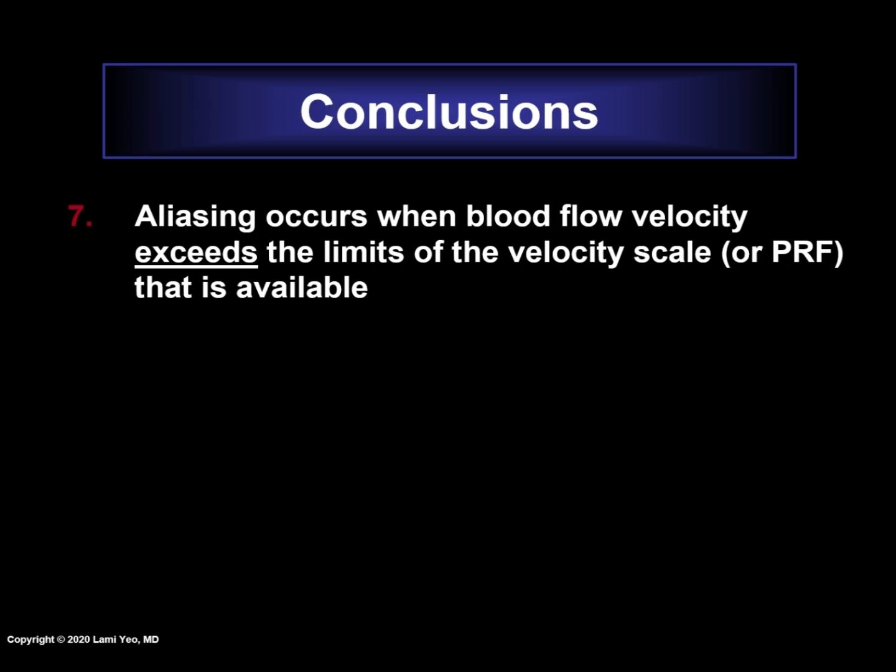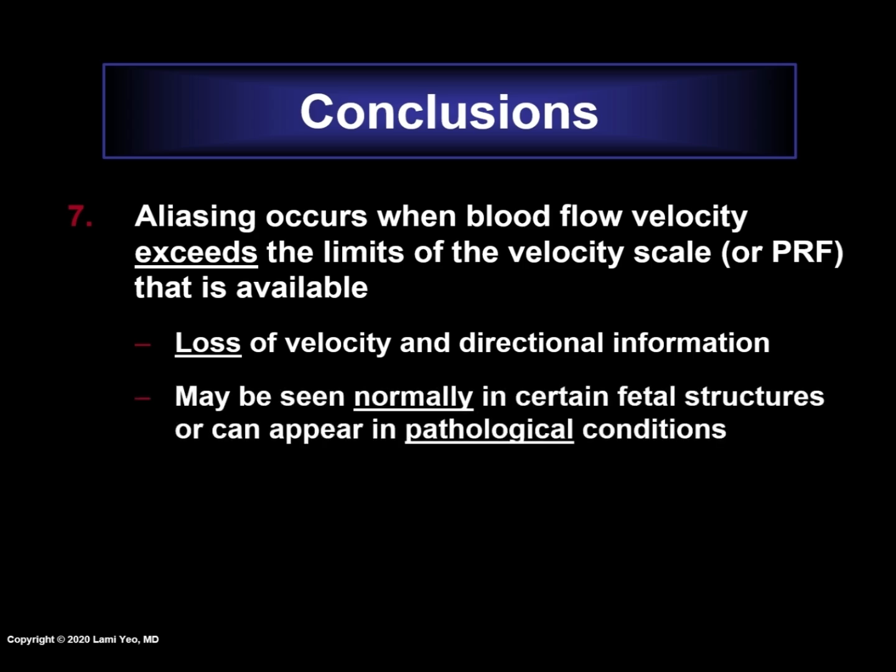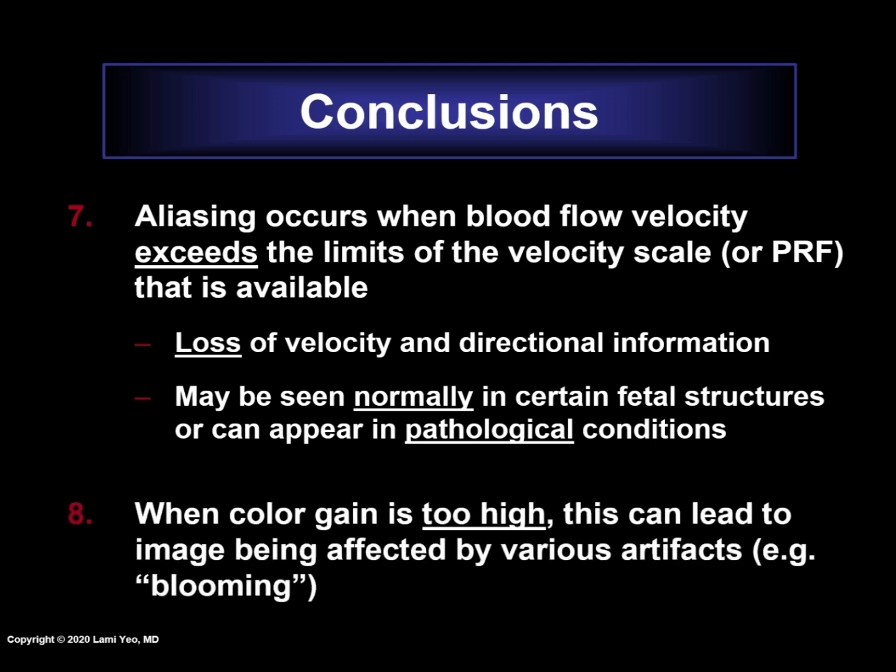Aliasing occurs when the blood flow velocity in the area of interest exceeds the limits of the velocity scale, or PRF, that is available. There is a loss of velocity and directional information. Aliasing can be seen normally in certain fetal structures where there is high velocity blood flow, or aliasing can appear in pathological conditions. When the color gain is too high, this can lead to the image being affected by various artifacts, such as blooming.